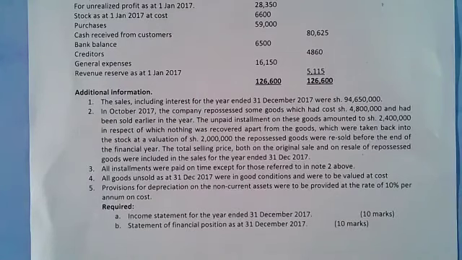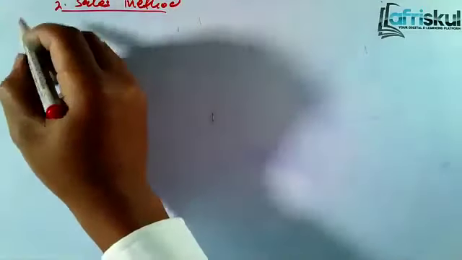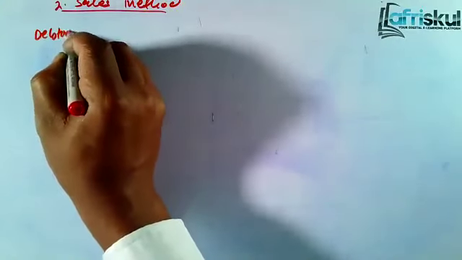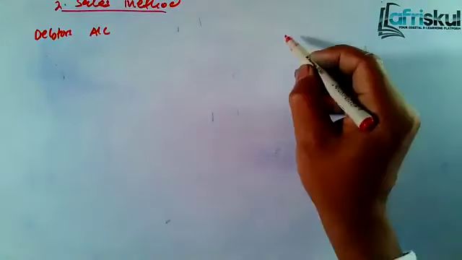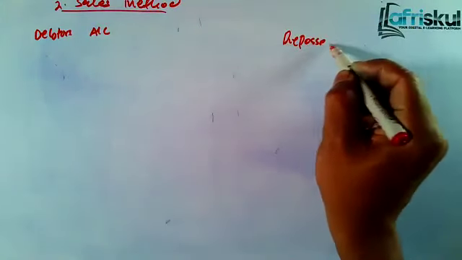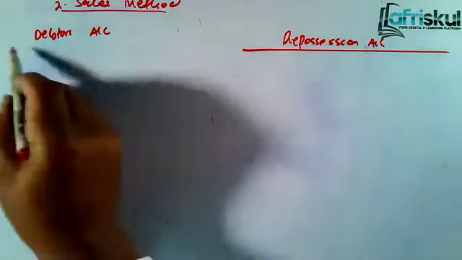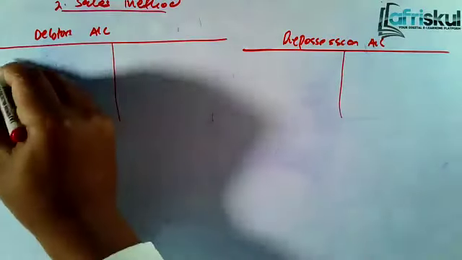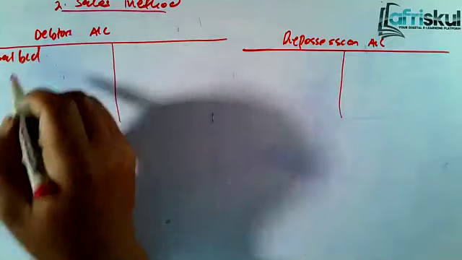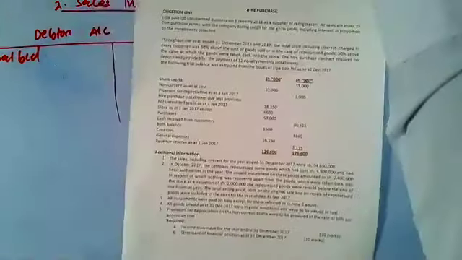Now, when preparing the two, so tuanze na workings. So tulisema, in this case, mahali kuna repossession, mostly when we are doing the sales method, we have two major accounts we have to prepare. One is the debtors account, and the other one is the repossession account. Tuanze na debtors, so we start with the balance brought down.